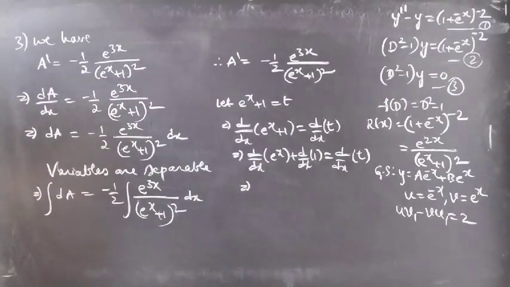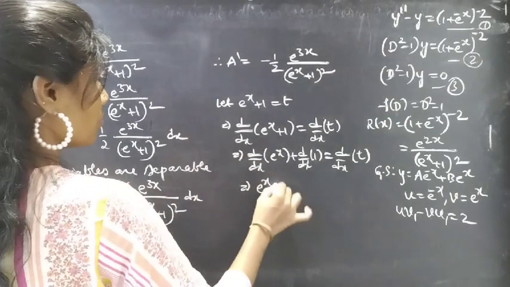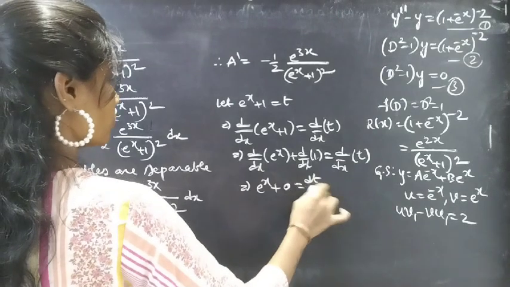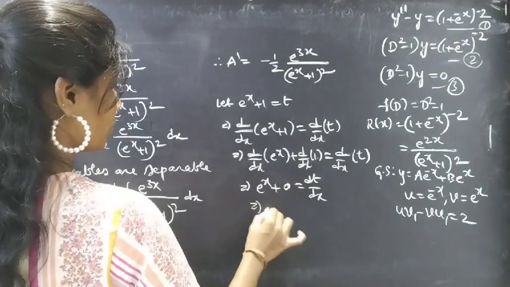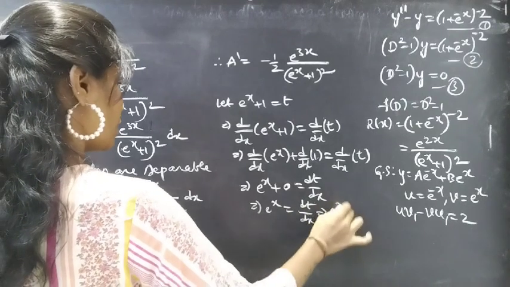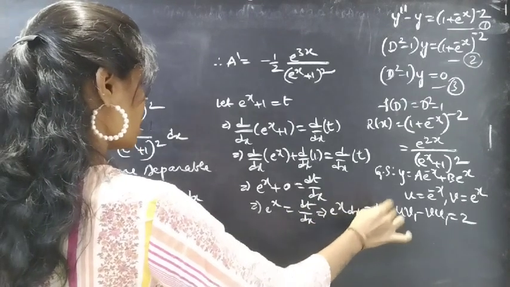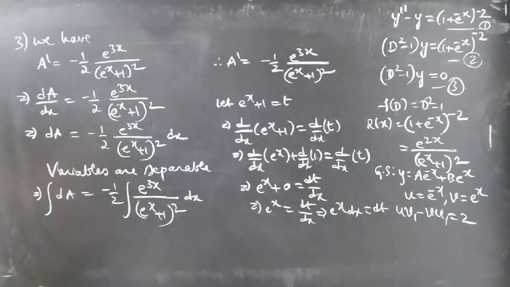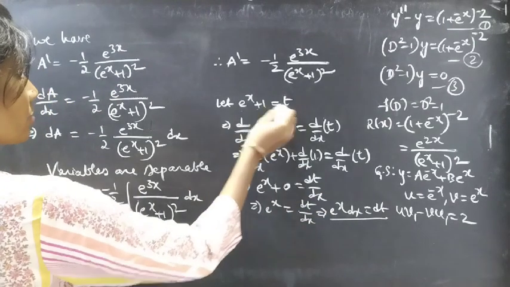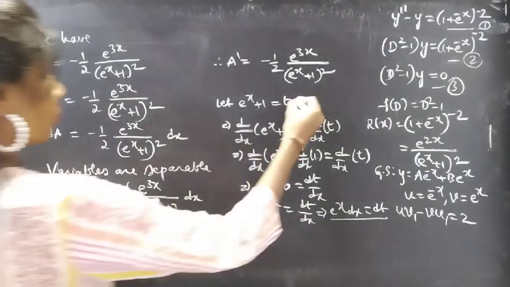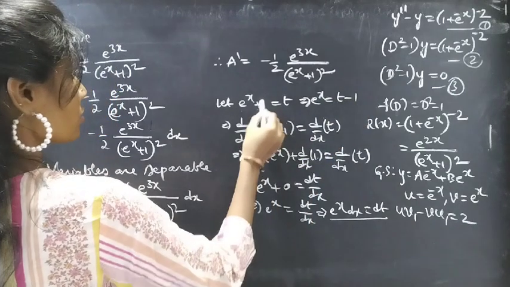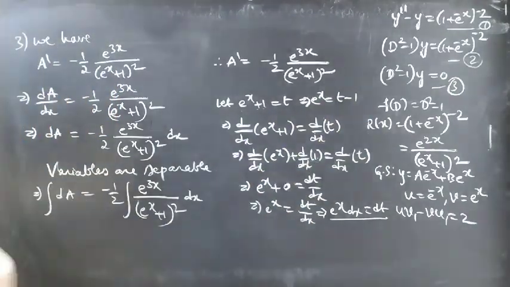Derivative of e power x with respect to x is e power x, plus derivative of a constant with respect to x is 0, plus derivative of t with respect to x. This gives us e power x equals dt by dx. From this we'll get e power x dx equals dt, right? So we can replace e power x dx with dt and e power x plus 1 with t, and also e power x can be replaced with t minus 1. If you take this 1 to RHS, we'll get e power x equals t minus 1.